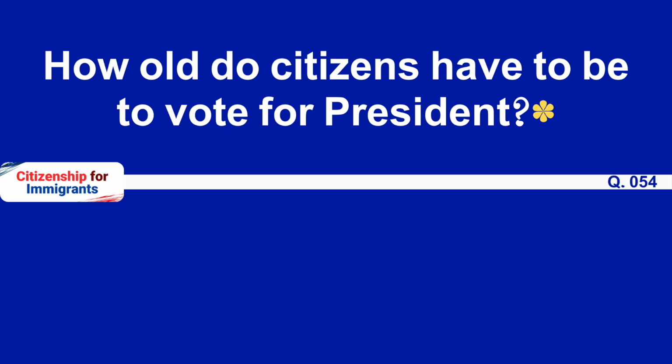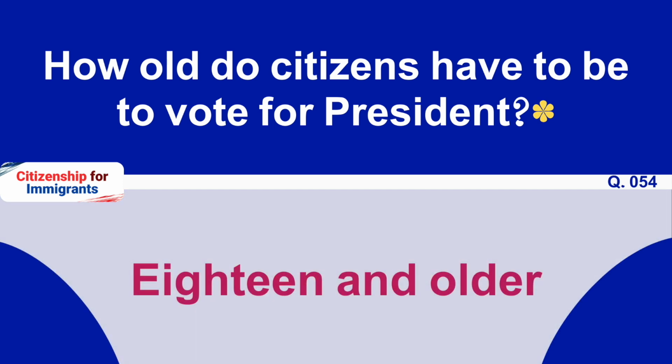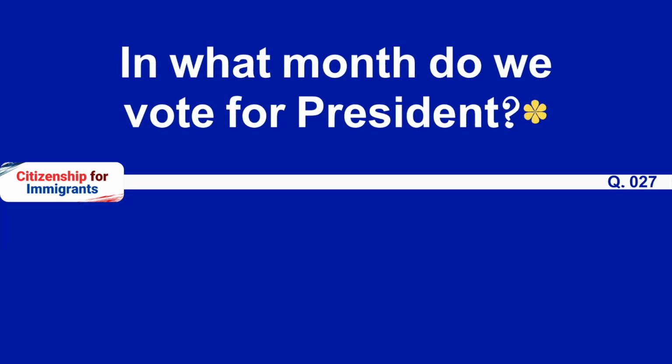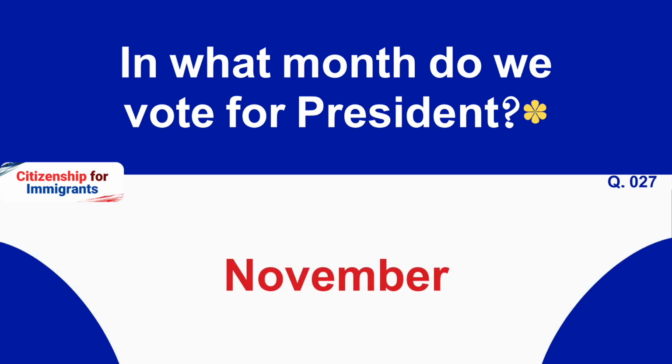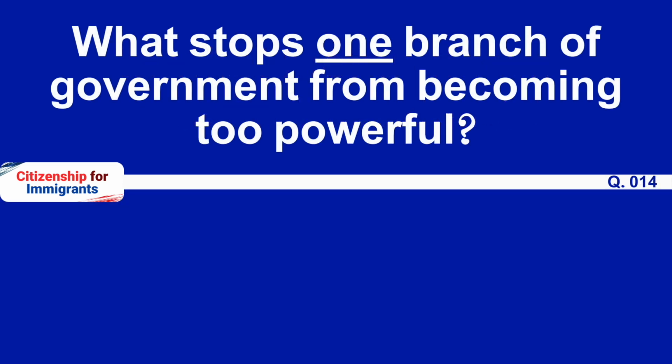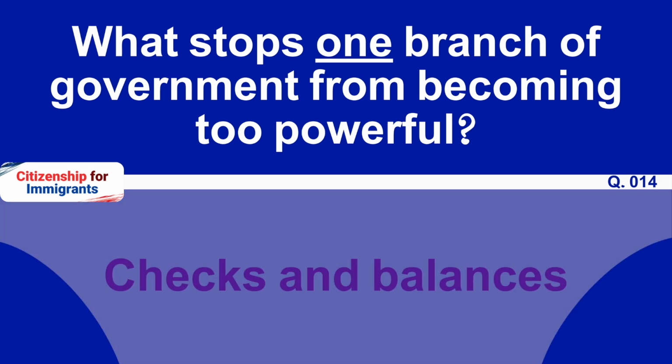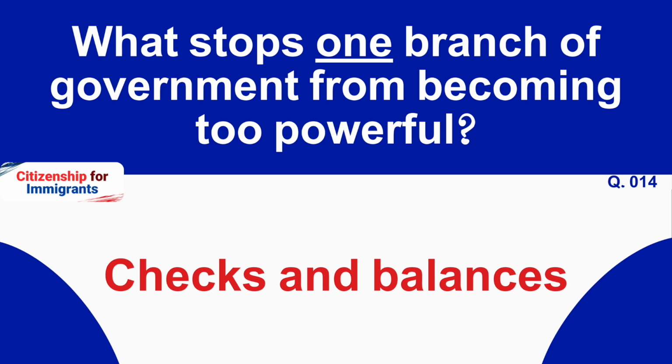How old do citizens have to be to vote for president? 18 and older. In what month do we vote for president? November. What stops one branch of government from becoming too powerful? Checks and balances.